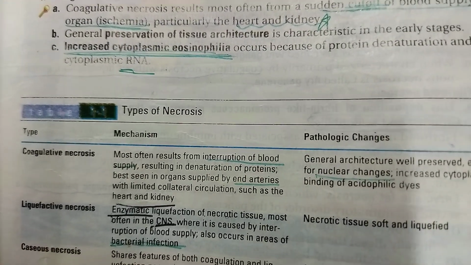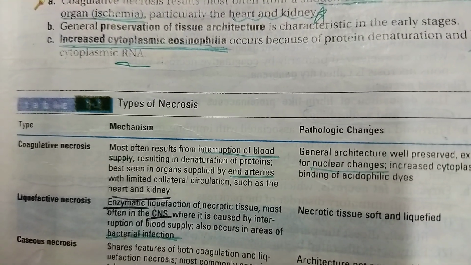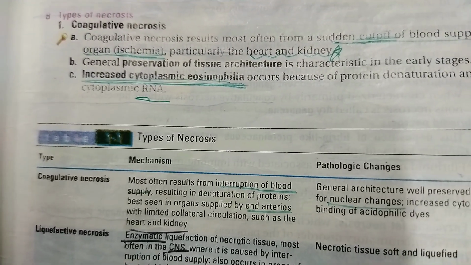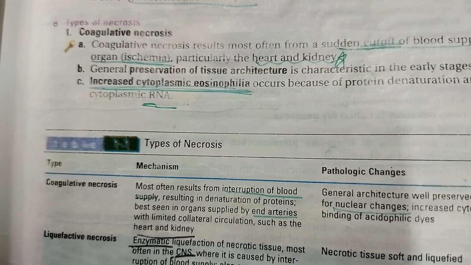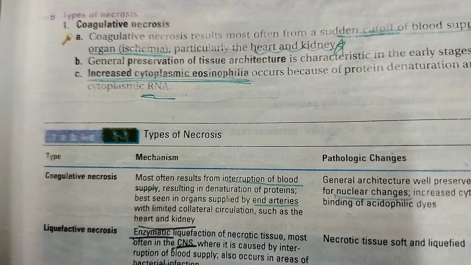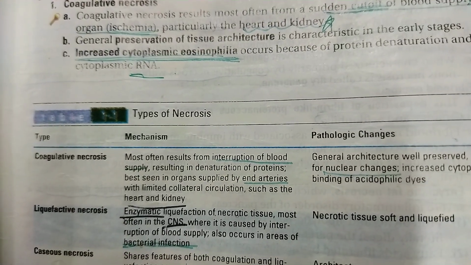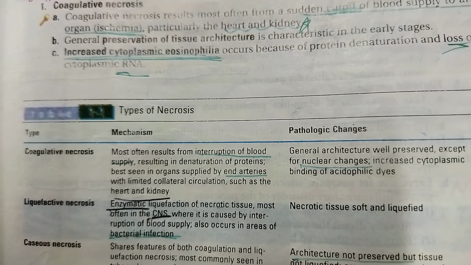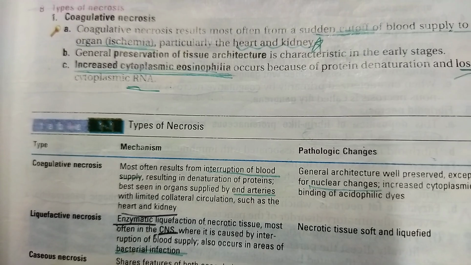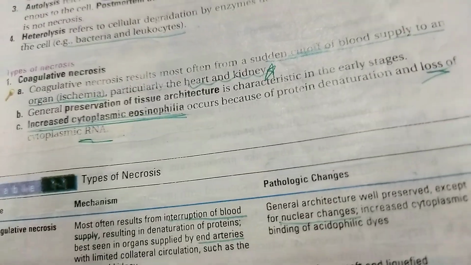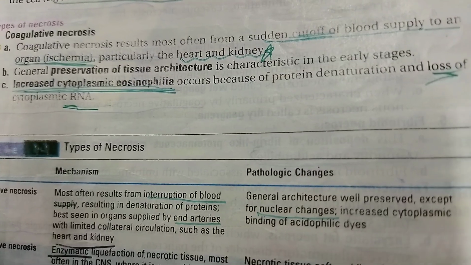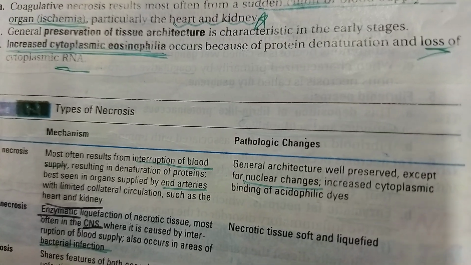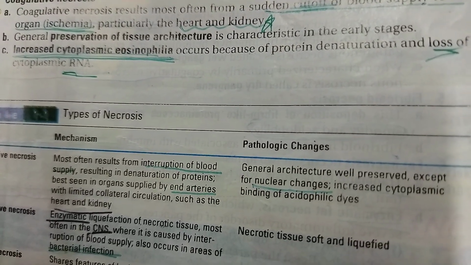General preservation of tissue architecture is the characteristic in early stages. Okay, another MCQ that comes is, in which type of necrosis is the tissue architecture well preserved? Then the answer will be coagulative necrosis. Increased cytoplasmic eosinophilia occurs because of protein degeneration and loss of cytoplasmic RNA. So in coagulative necrosis, what will we have? Eosinophilia inside the cytoplasm, so it is called intracytoplasmic eosinophilia. And why does it happen? Because of denaturation of protein and loss of cytoplasmic RNA. Okay.